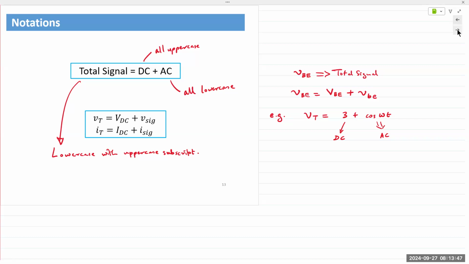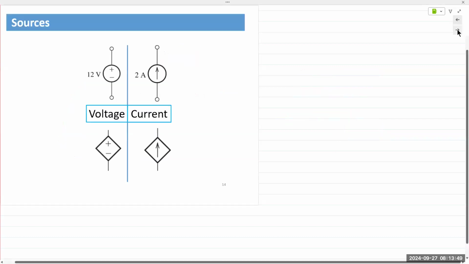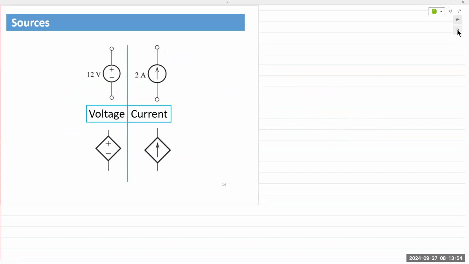Okay, so from here, let's look into sources. This is something that you already looked at, so I'm just going to do a quick review. Sources are of two kinds, voltage and current. In reality, they are one and the same thing. You cannot have a voltage source without it supplying current. You cannot have a current source without it supplying voltage, right? When you actually use a benchtop supply, any kind of power supply for that matter, it's supplying both voltage and current.